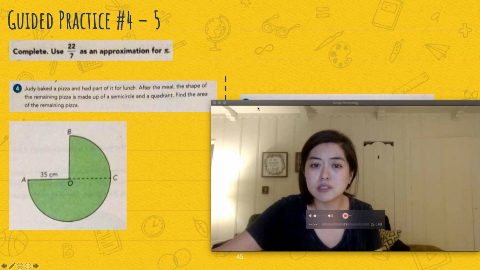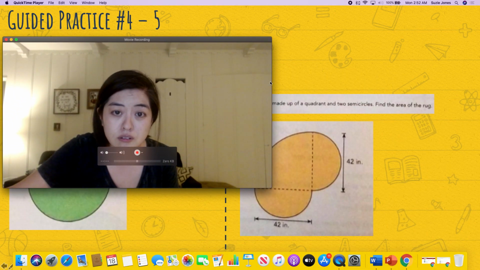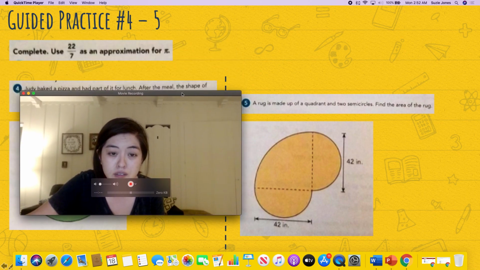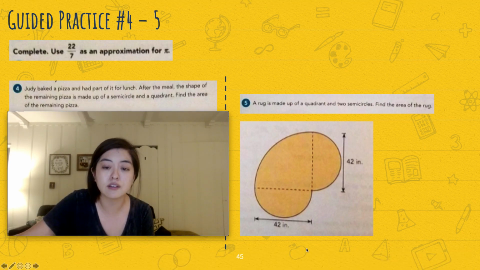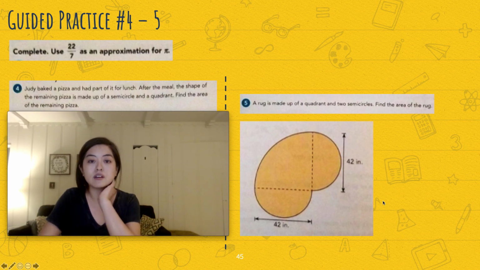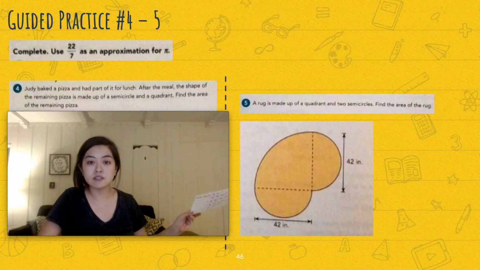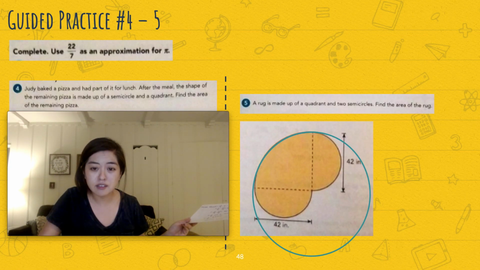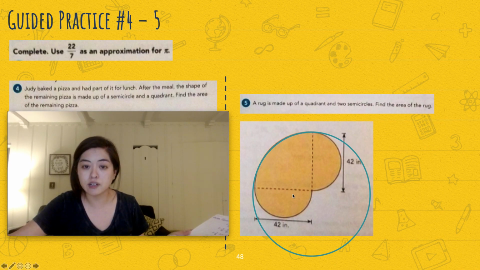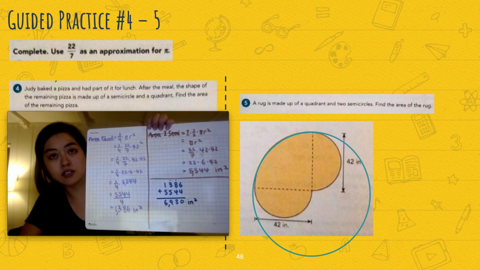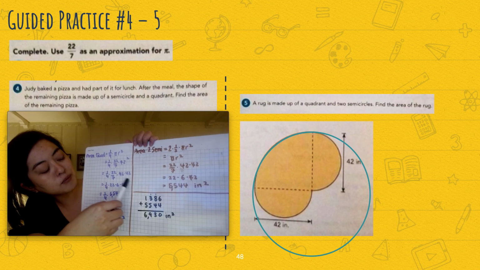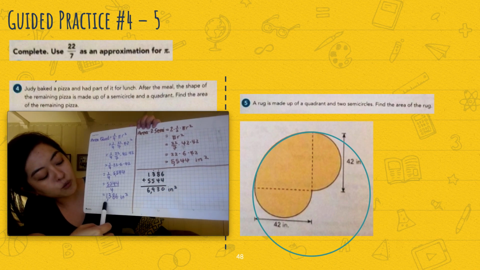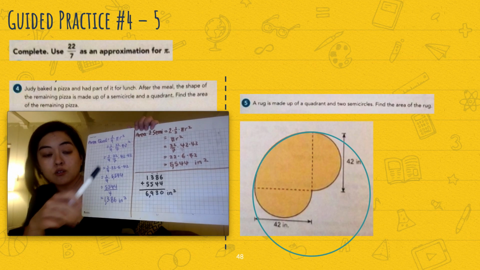So now I'm gonna just move my video so you can see. Okay, there we go. All right. So for number 5, I noticed that first you wanna try to find the area of the quadrant here, okay? This is a whole circle, and that would be the quadrant, okay? And so the area of the quadrant, I did it right here, okay? Quadrant is 1/4 of the whole circle, right? So I put it in my values like so, okay? And I got 1,386 square inches for the area of the quadrant.